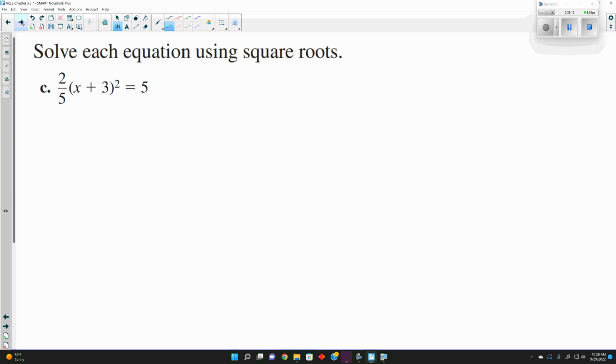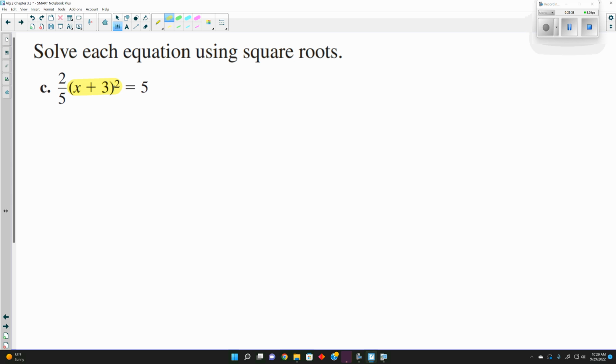Let's look at this next one here. Now, when we look at this next problem, it is a little bit different than the one we just did. But what we have is a set of parentheses squared. There's no other x term. So we can still use the square root method, but what we're going to do this time is get this set of parentheses squared by itself.